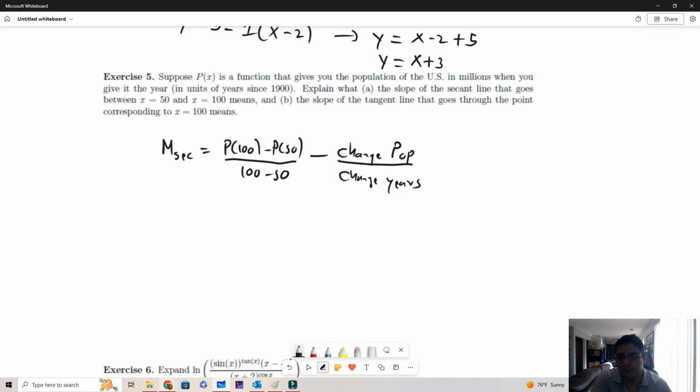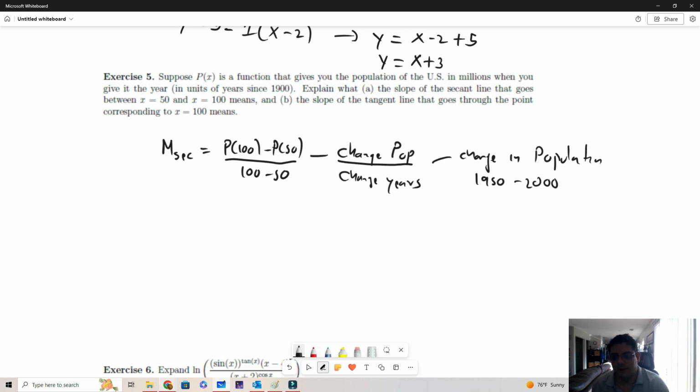So this secant line is represented as the change in population between 1950 and the year 2000. This is what it means, because it starts at 1900. So P of 50 is 1950, and at x equals 100 is 100 years more, so the year 2000. So the secant line represents the change in the population between these two years.